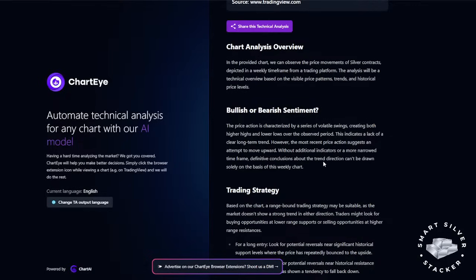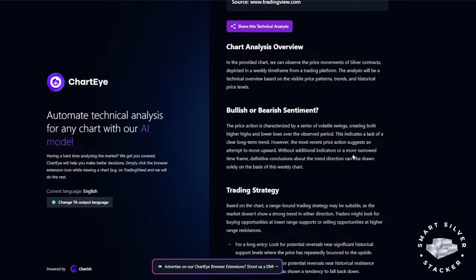The price action is characterized by a series of volatile swings. Yeah, silver is a very volatile metal, creating both higher highs and lower lows over the observed period. This indicates a lack of clear long-term trend. However, the most recent price action suggests an attempt to move upward. Without additional indicators or a more narrowed time frame, definitive conclusions about the trend direction can't be drawn solely on the basis of this weekly chart.